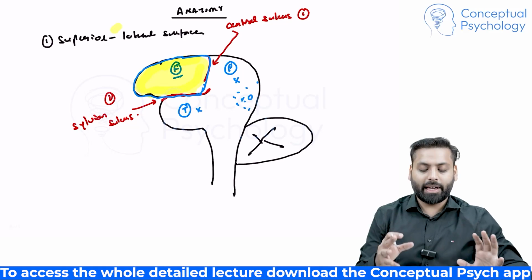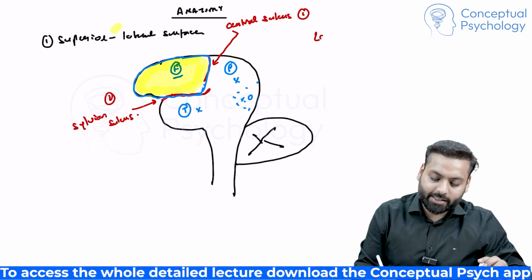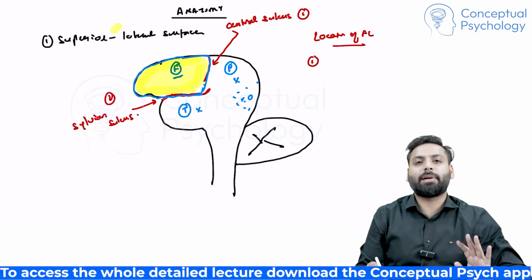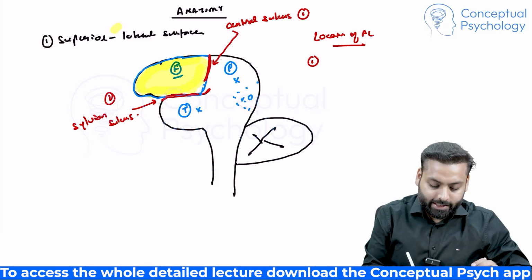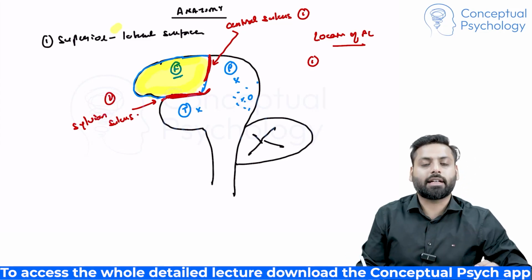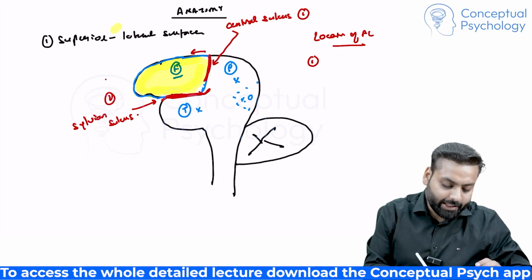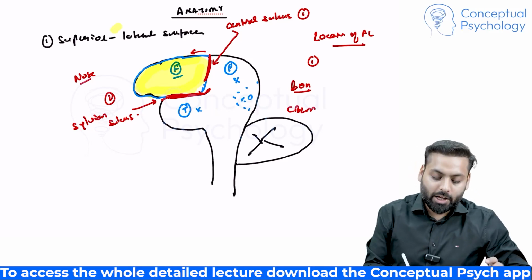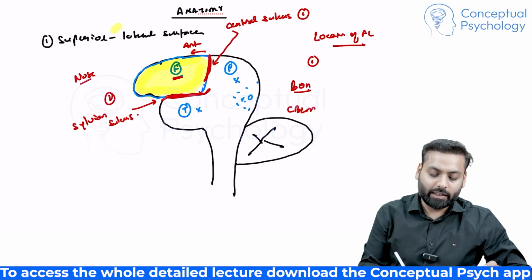Understood? Whatever areas I tell you will be in this area only. Now, if someone asks you what is the location of the frontal lobe, it is very easy for you to explain. This is the central sulcus. This is the sylvian sulcus. The nose will be this side because the cerebellum is this side, so the back of the head will be this side. So the frontal lobe is anterior, in front of the central sulcus.